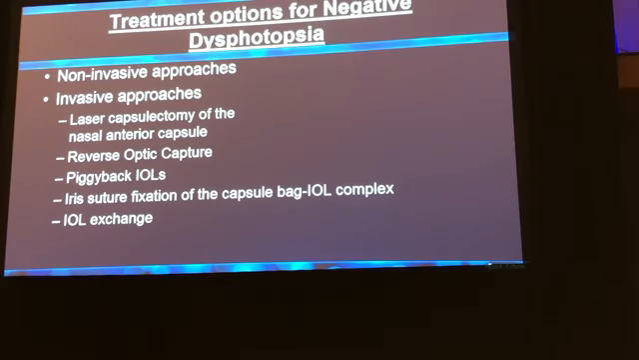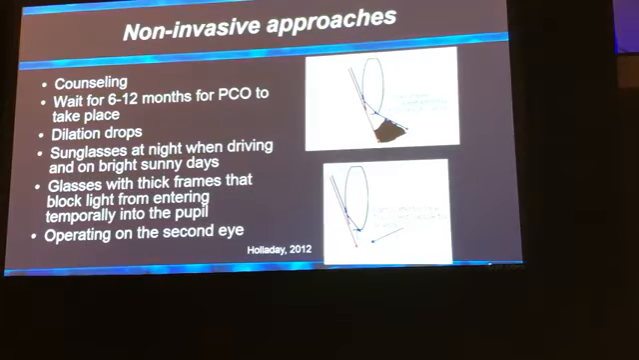So as you just heard, there are lots of different etiologies for why, but now what do we do to treat it? There are non-invasive and invasive approaches. The non-invasive approach is just to wait and say, well, it's going to get better, don't worry. And oftentimes that works. It goes away after 6 months to a year. Maybe it has to do with the opacification of the posterior capsule, maybe. Maybe it just has to do with the adaptation of the brain getting used to it. Some people just recommend getting glasses with dark frames so it blocks out that light. Again, hard to say. Sometimes you just operate on the second eye and they just ignore the first eye.